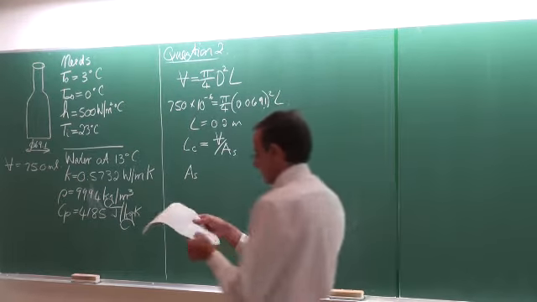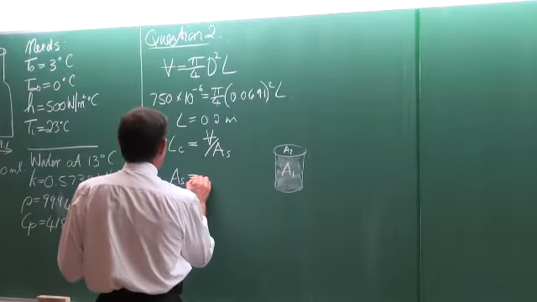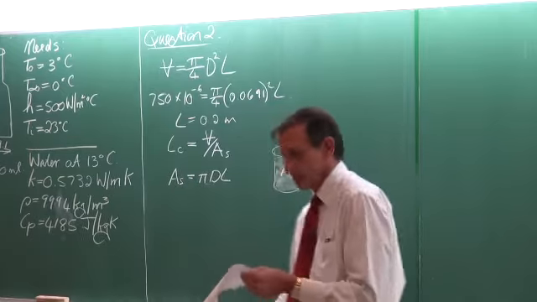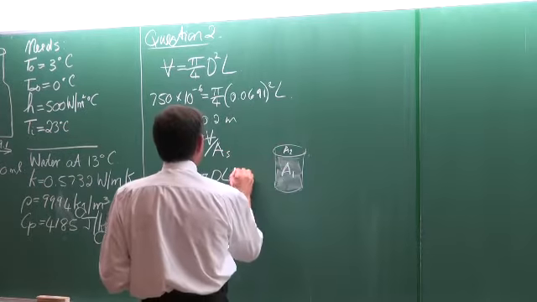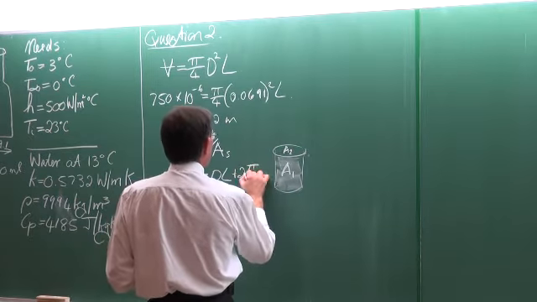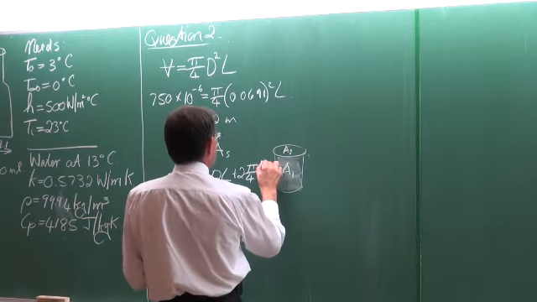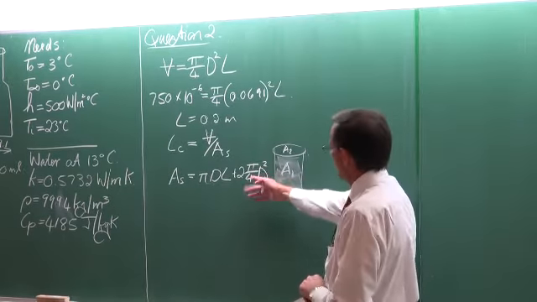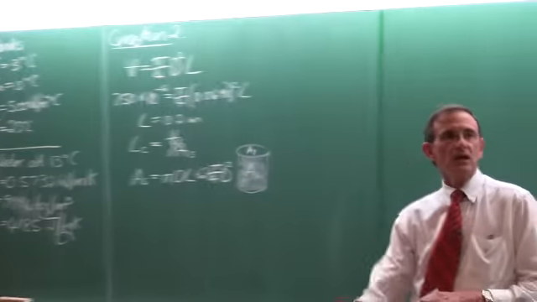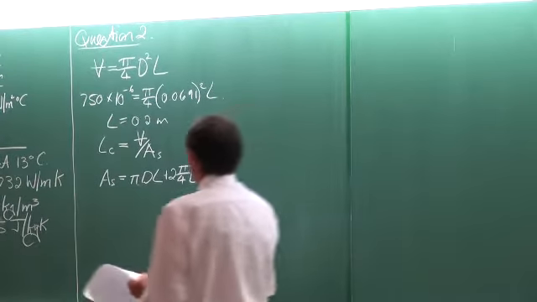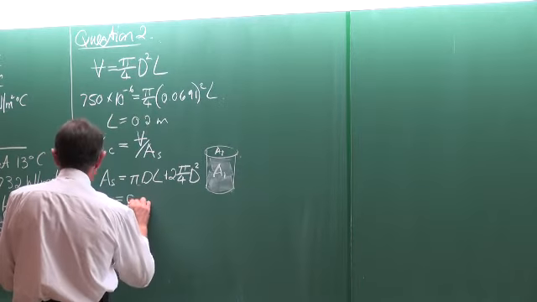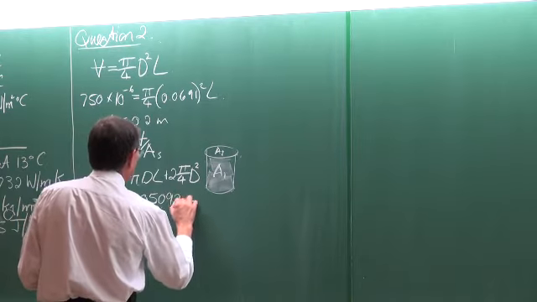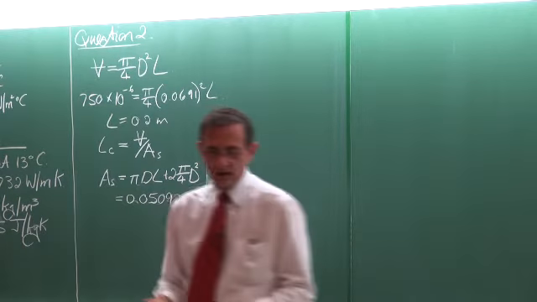Let me just get it. So that would be equal to pi multiplied by the diameter multiplied by L plus 2 times pi divided by 4 d squared. Okay, so that is the surface area, and if you go and do the calculation, then it works out as 0.05092 square meters.